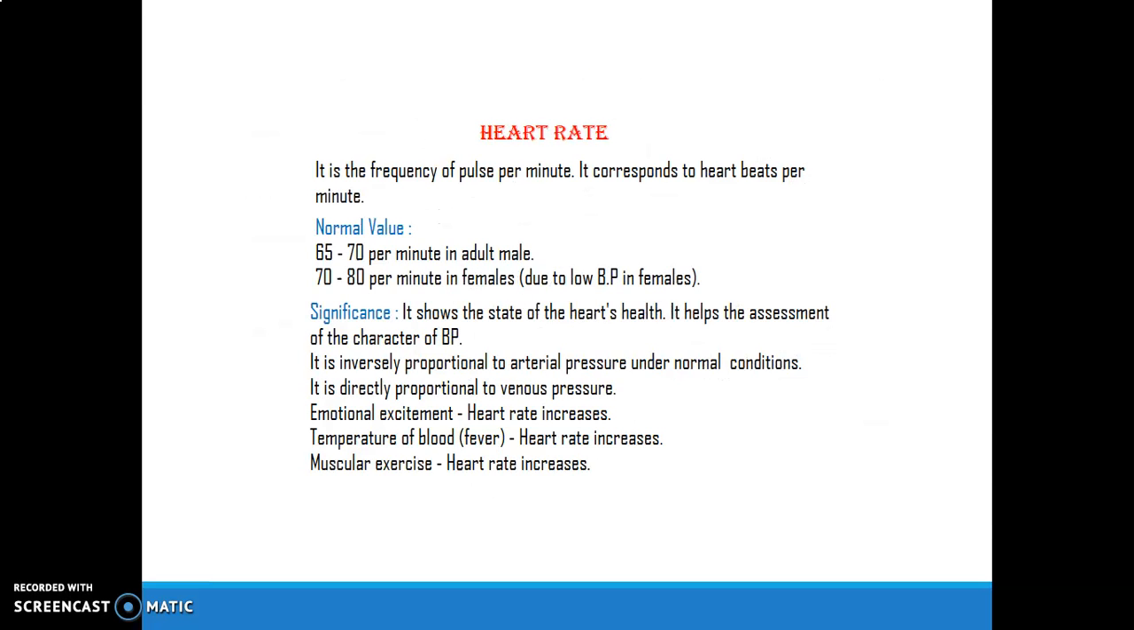Heart rate is the frequency of pulse per minute. It corresponds to heartbeats per minute. The normal value is 65 to 70 per minute in adult males and 70 to 80 per minute in females, due to the lower blood pressure in females.